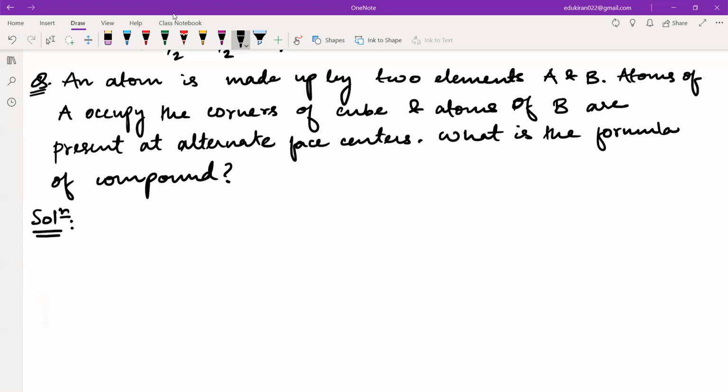Try this. Sir, A is 1, B is 3 by 2, something like that.